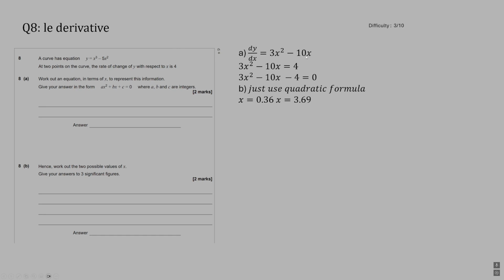We have this derivative question here. It's telling you to find it when the gradient is 4. So we just find the derivative, which is this. Then we set it equal to 4 and put it in terms of what the question wants us to put it into. So that's 2 marks. And then for this last bit, you just use the quadratic formula on this.